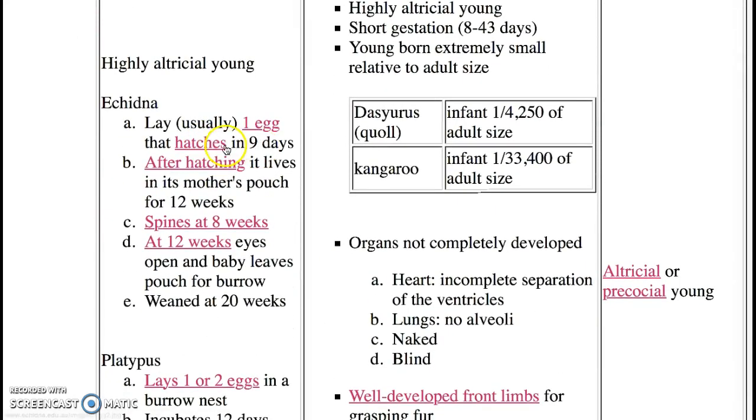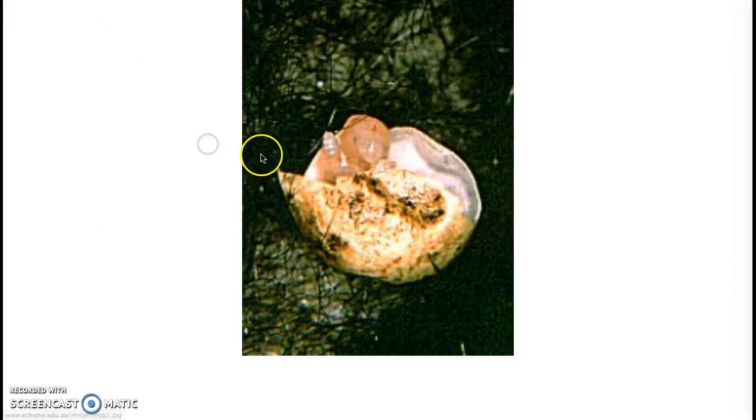It takes 9 days of incubation before that egg hatches, and here's what it looks like in hatching. So here's the egg, and here's the infant echidna. You can see its little feet and its little head, but it's very undeveloped. So you can see right through the skin, you can see blood vessels, you can see the eyes are just black dots. You can't see any of the eye structures there.